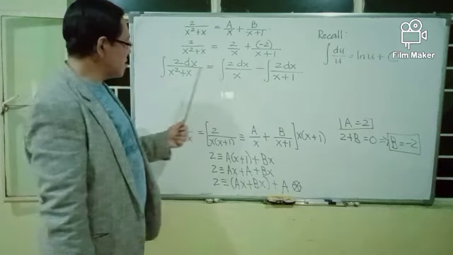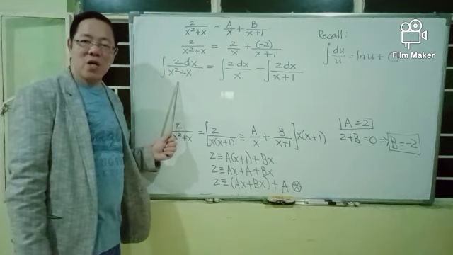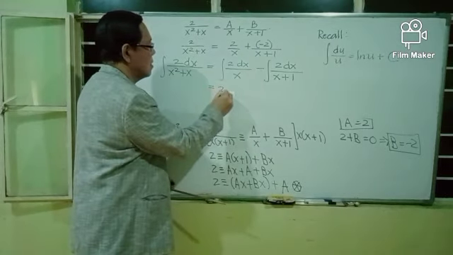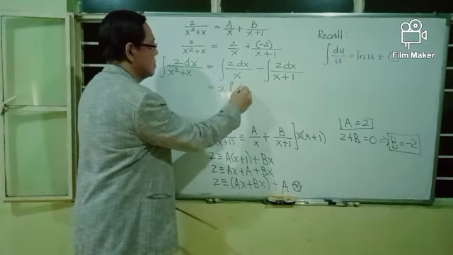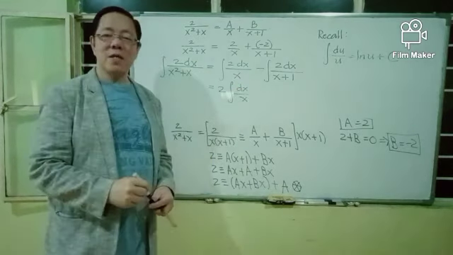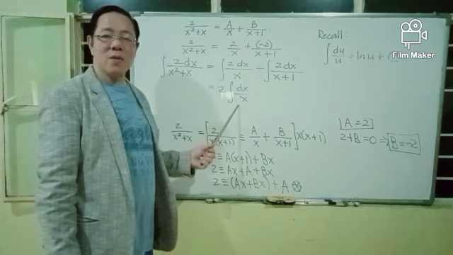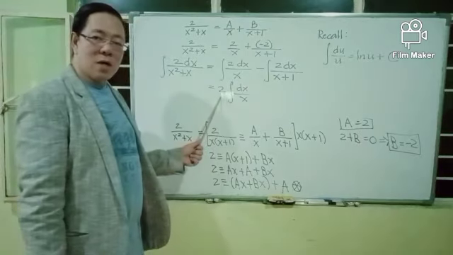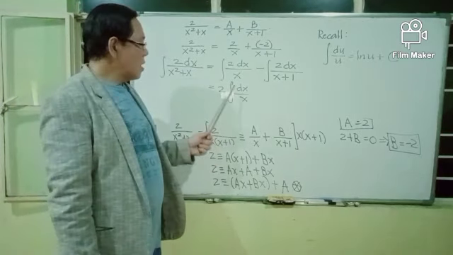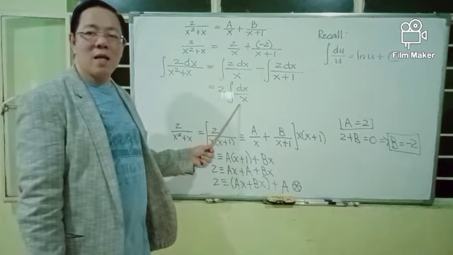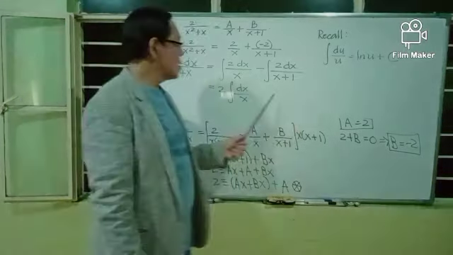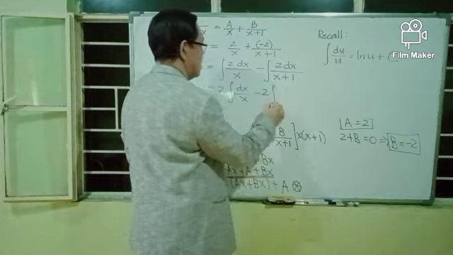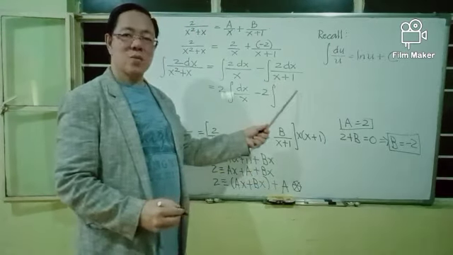Now, the first integral, this is the given integral that we want to evaluate. And the first integral is equal to 2 times the integral of dx over x. This is, again, using one of the integration rules that says the integral of a constant times a function is equal to the constant times the integral of the function. And the integral of dx over x is ln x using this integration rule. Minus 2 times the integral of dx over x plus 1.